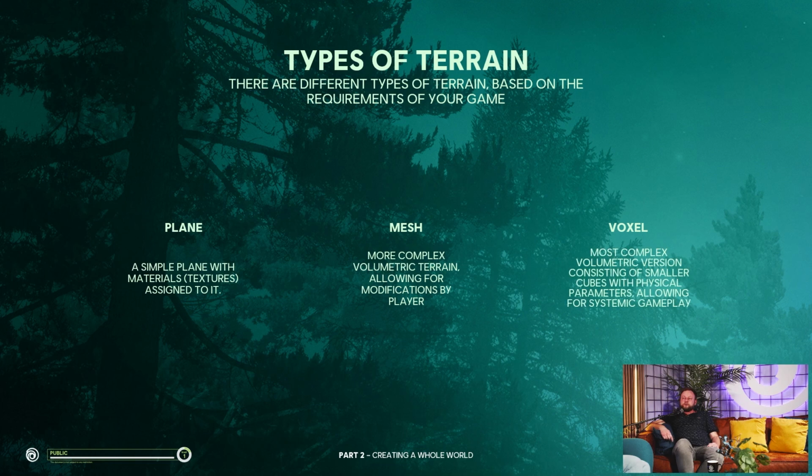Or you go full simulation and use voxels. Voxels are basically three-dimensional volumetric pixels, as you would describe. And each voxel has or can have physical parameters. So you can say water is flowing, for example, or sand is washed away by water. And this allows for systemic gameplay. So as we mentioned, you can basically pour water on sand and then it will wash away the whole sand. It's very costly because you basically have to calculate each single voxel in that case.